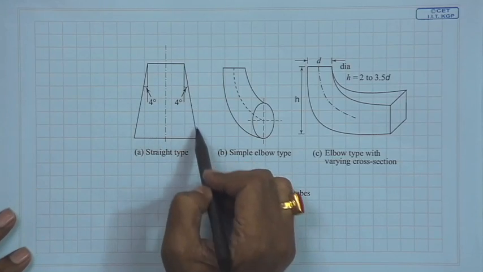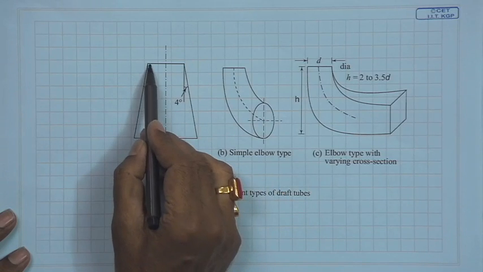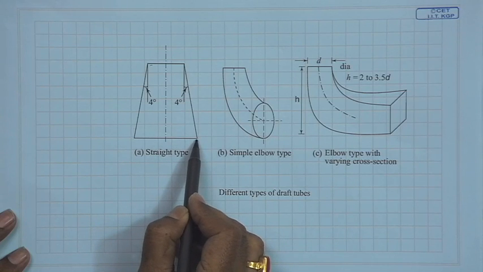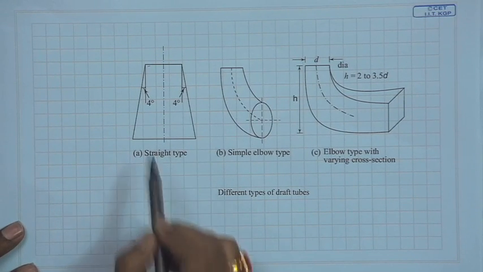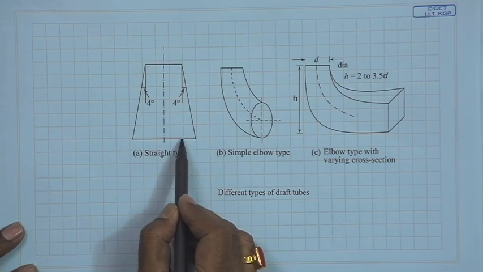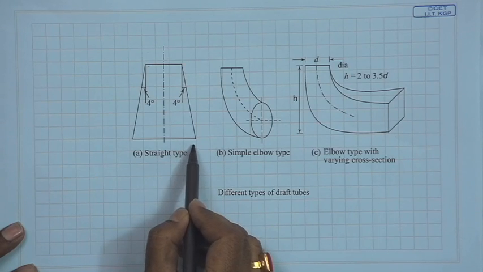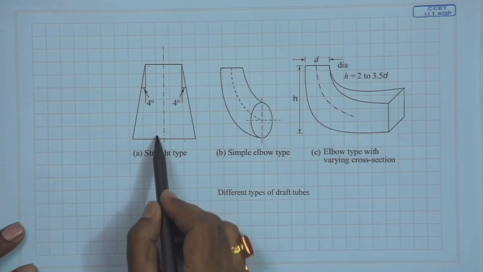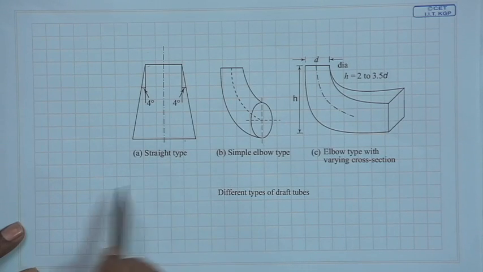Now, with this background, let us understand certain terminologies of the draft tube. These are the draft tubes used in practice. One is the straight type tube, a divergent section. The inlet is the outlet of the runner, and this is the outlet of the draft tube, which is just below the tail race level. The draft tube outlet has to be kept a little below the tail race level because it discharges at the atmospheric pressure. If it discharges just at the tail race level, there is a chance of air coming into the draft tube. To avoid that, it is kept a little below the tail race level.